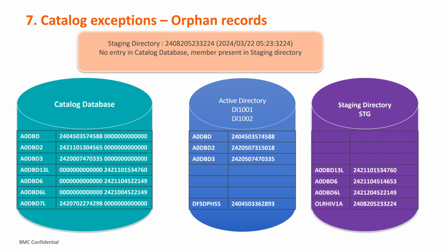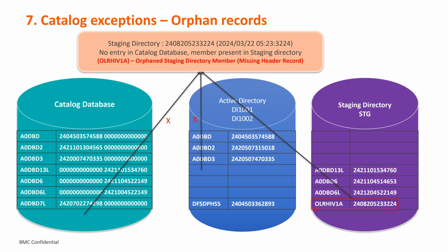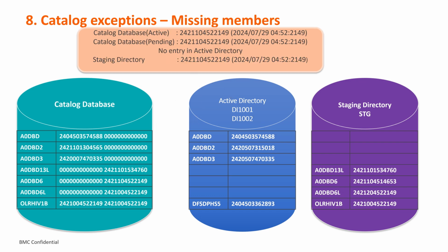When there is no entry in the catalog database, but the member is present in the Staging Directory, then the member is orphaned in the Staging Directory and has a missing header record. When there is no entry for member in the Active Directory, but it is present in the catalog database and the Staging Directory, then the member is missing in the Active Directory.